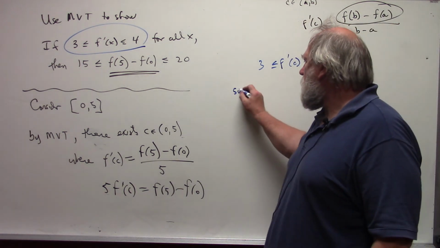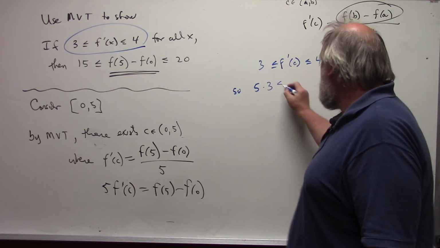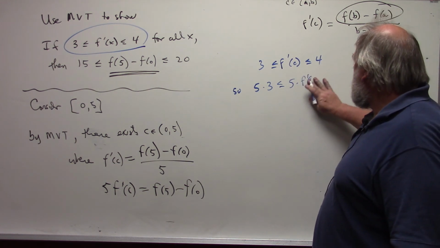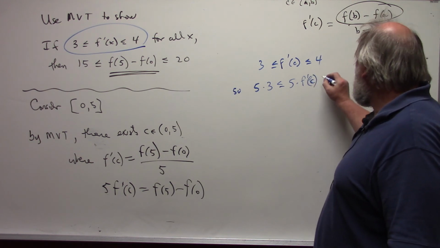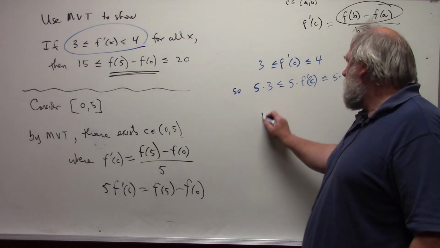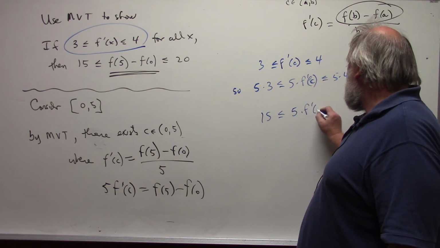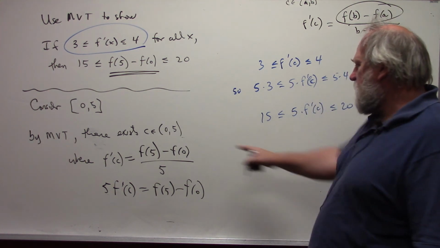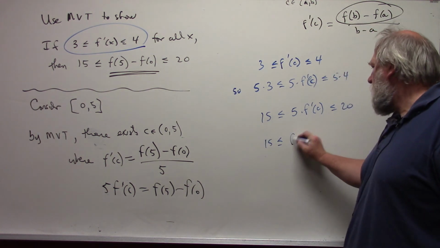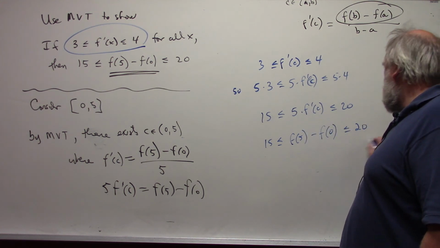So 5 times f prime of c is going to be between 5 times 3 and 5 times 4. Or, in other words, 15 is less than or equal to 5 times f prime at c, less than or equal to 20. Since 5 times f prime at c is f of 5 minus f of 0, we get exactly what I wanted to show.